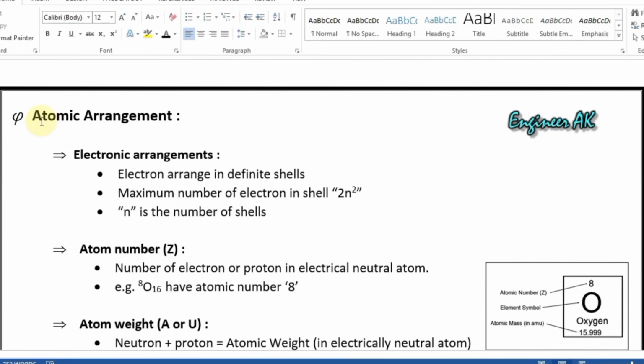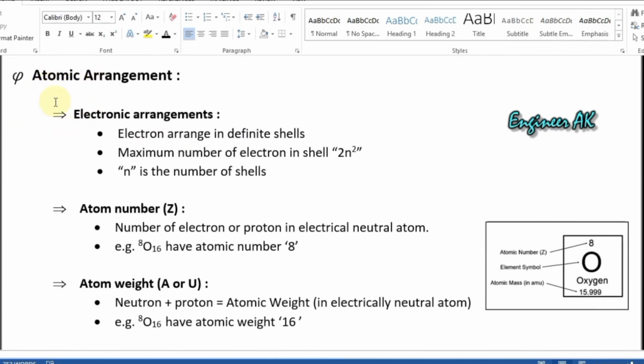So today we will discuss some more basics. Our first topic is atomic arrangement, and in atomic arrangement we have some subtopics. The first one is electronic arrangement. Electronic arrangement is the arrangement of electrons in shells, like how the electrons are arranged in their shells.